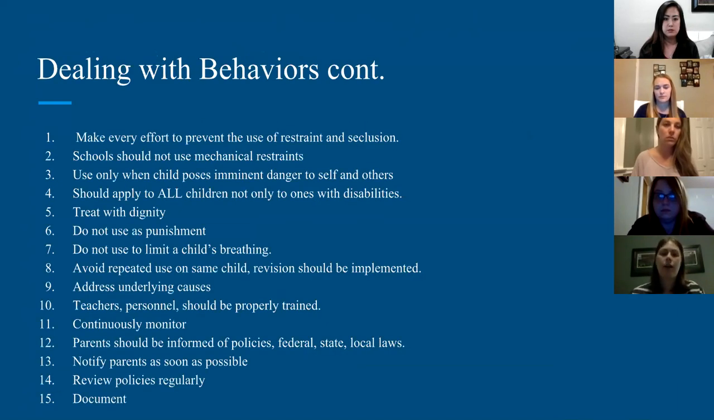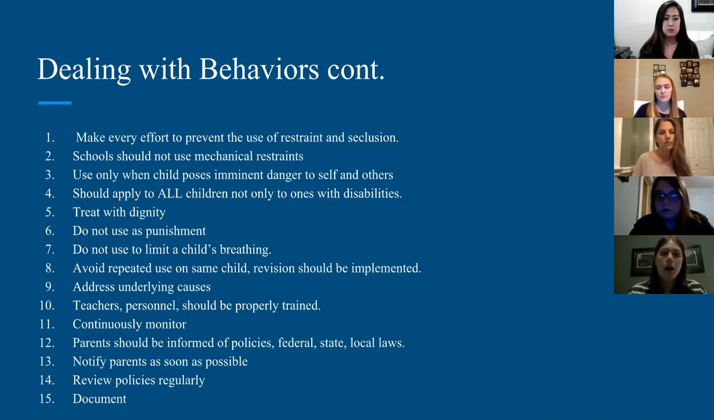Here are the 15 principles that were shown by the pro side, and I'm not going to read through all of them, but I do want to make a point that number one was make every effort to prevent the use of restraint and seclusion. There are a lot of places that are not doing the training, who don't know different interventions to use to prevent the use of restraint. They are actually just using physical restraint. So they really need to learn how to prevent going that direction.